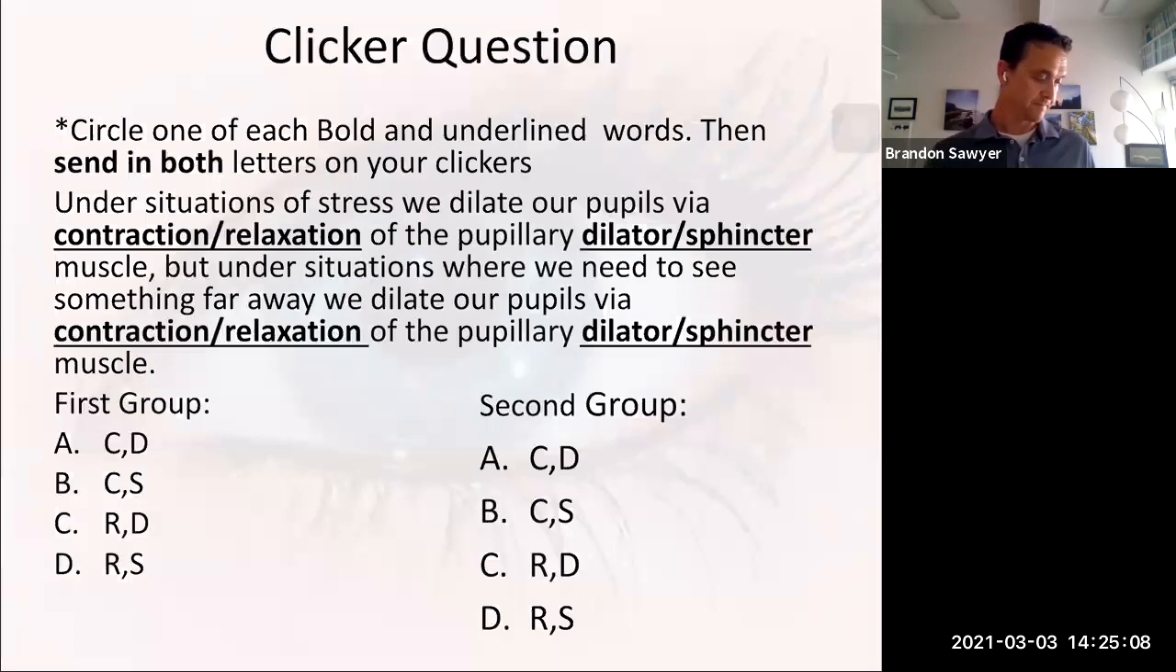So go ahead. C would be the contraction part, right? D is dilator, C is contraction, S is sphincter. Does that make sense? I was having to remember how I set that up again. It's just whatever the first letter of the word is. Take a second and I'll open this up. You're just going to send A through D for each of them, so you'll send it twice. You could send AB or CC or whatever it is.